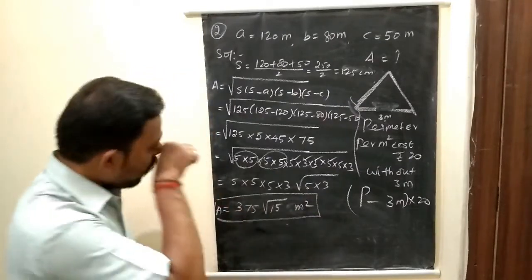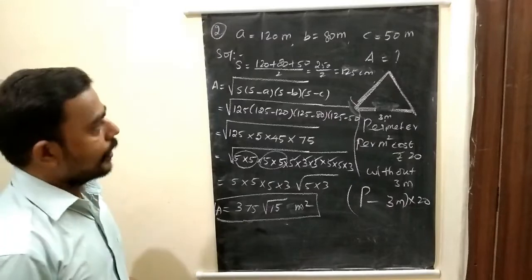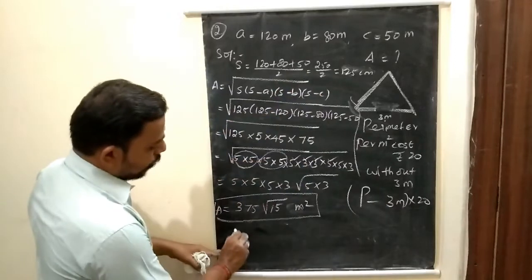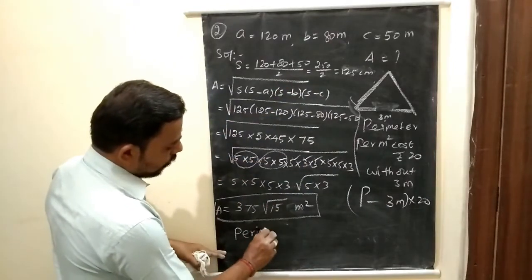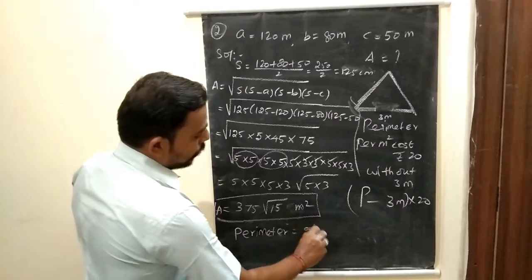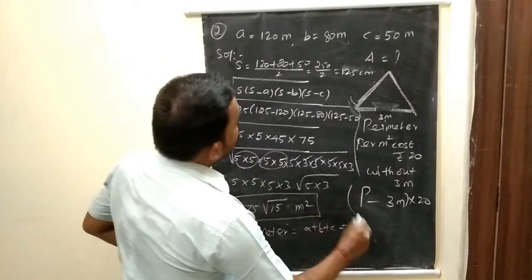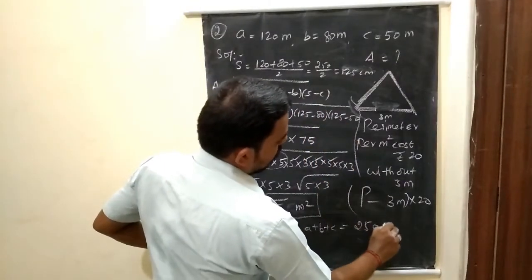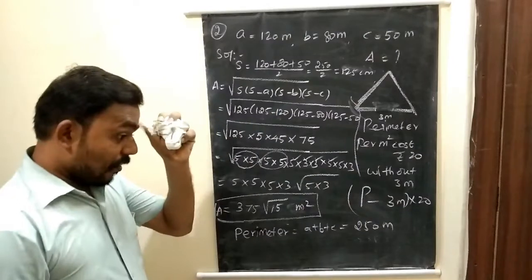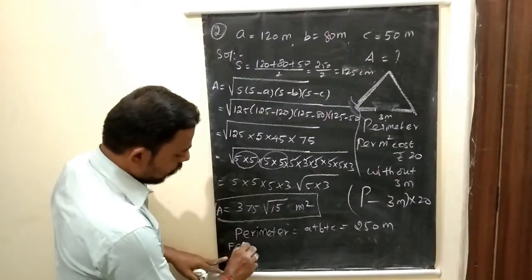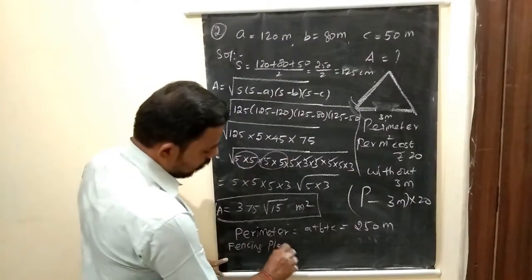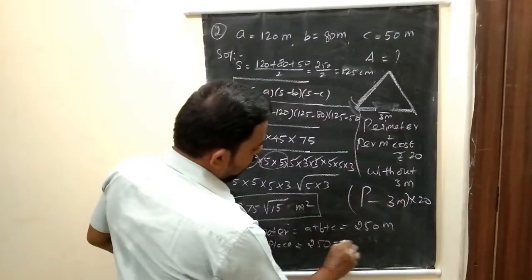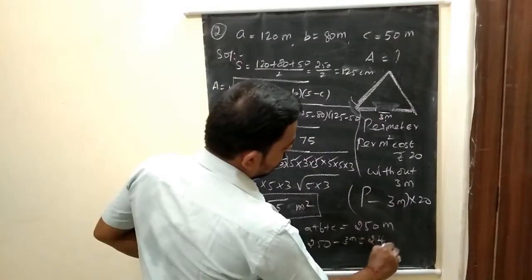So area, okay. Now fencing the outside perimeter we need to find. So this is the semi perimeter. So perimeter is nothing but A plus B plus C, and you already know that A plus B plus C value is 250. Now for the fencing place, we need to give the gap of 3 meter. So 250 minus 3 meter, that is 247 meter.